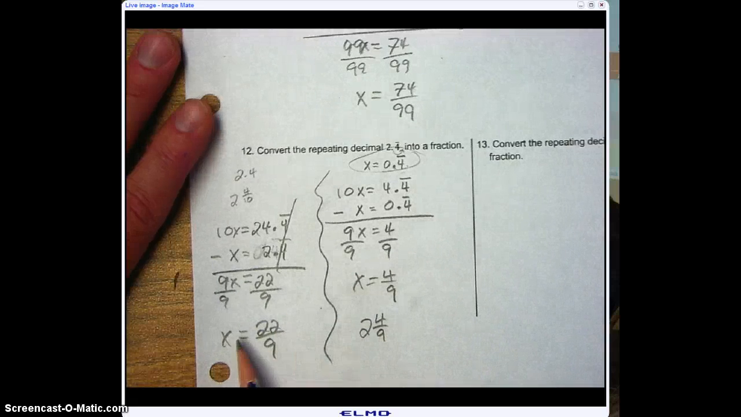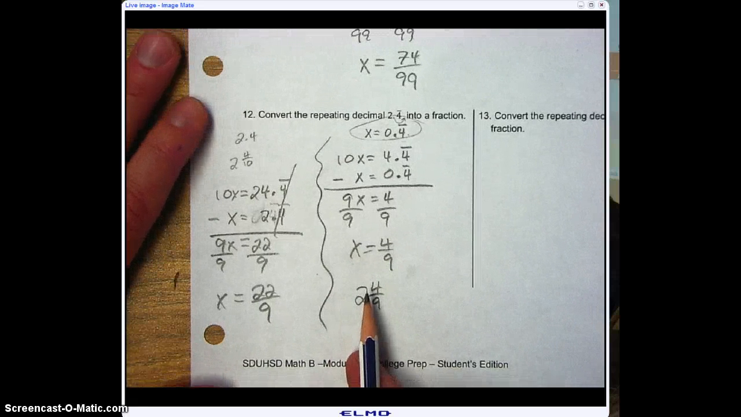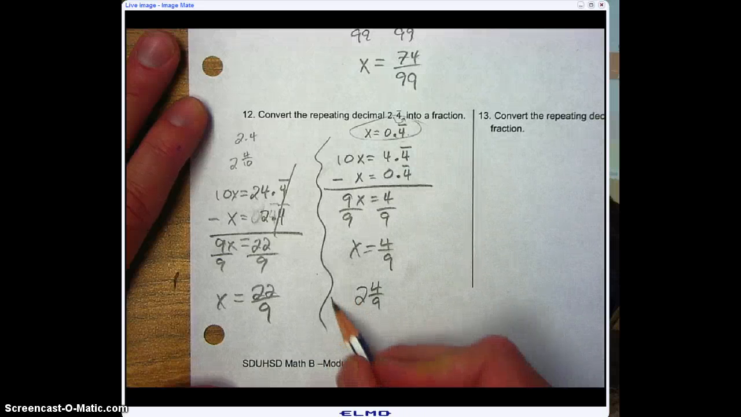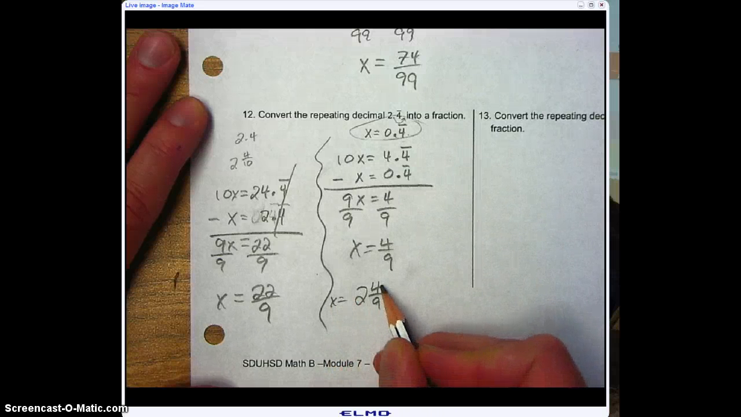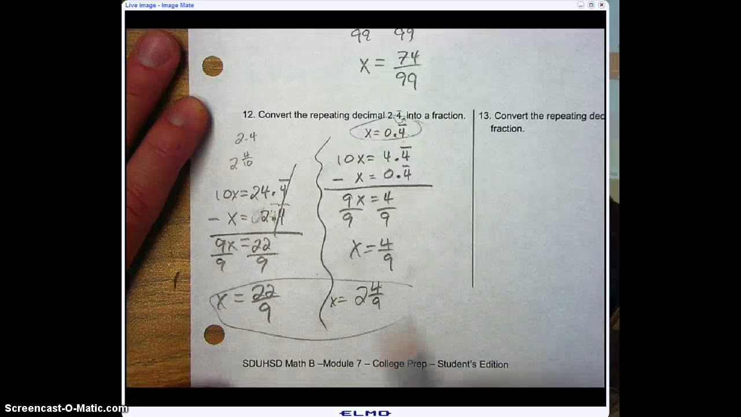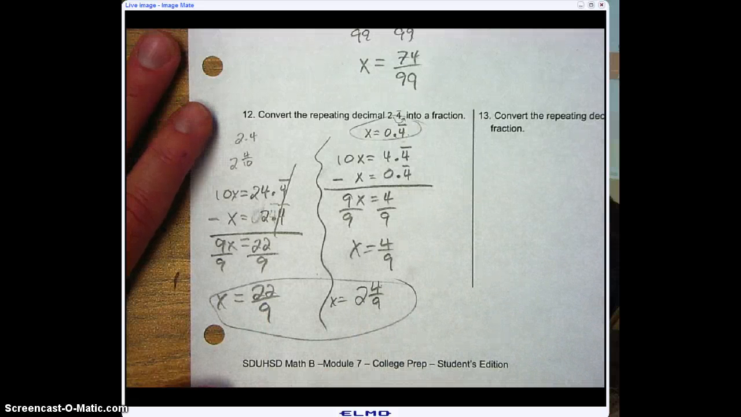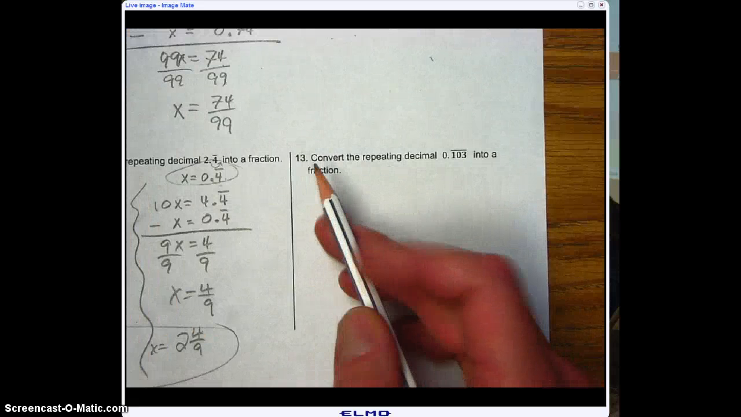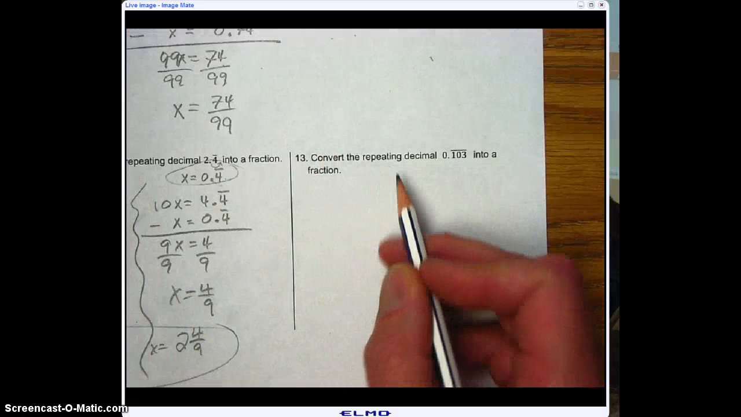Now those look like they're different answers. They are not, though, of course, because 2 times 9 is 18 plus 4 is 22 over 9. So you get the same answer. One just becomes an improper fraction and one becomes a mixed number. They are equivalent. Okay, I'd like you guys to go ahead and try number 13.